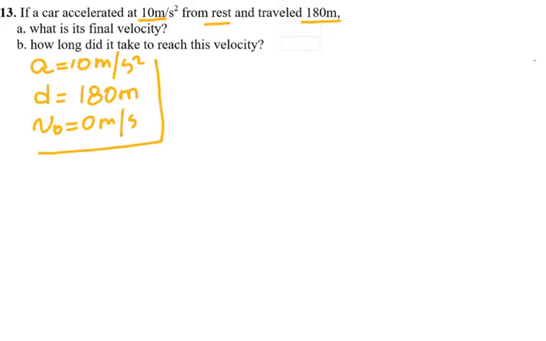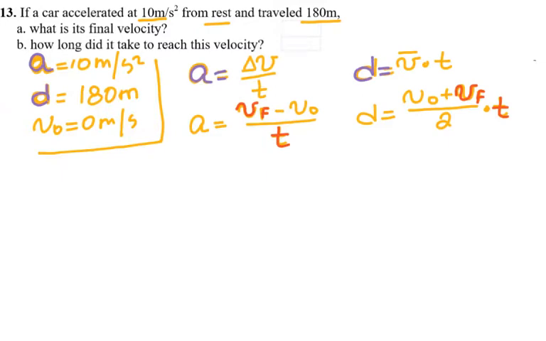So I'm going to write two formulas and then look at them and see what's given. Here they give you acceleration and the distance. I wrote the formulas for acceleration and distance, and also highlighted what is not given, which is the final velocity and the time. So I cannot use the acceleration formula alone because I have two unknowns, and I cannot use the distance formula alone because there are two unknowns.